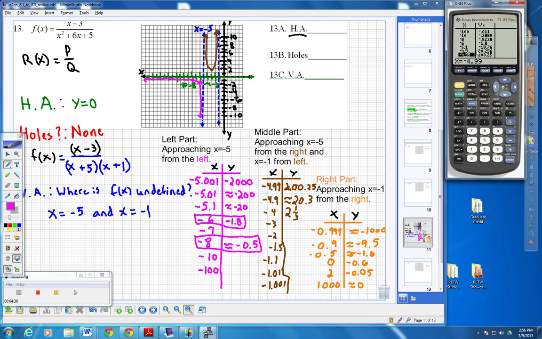Hopefully you can see this. Negative 4.9, I get about 20.26, right? Or about, can we just call that about 20? Okay, about positive 20. See, now it's kind of coming down now.